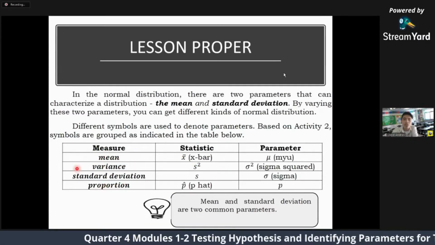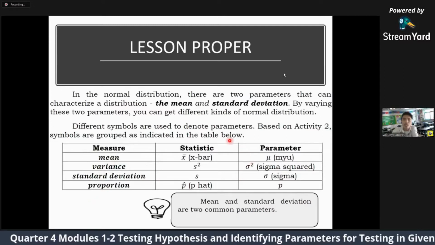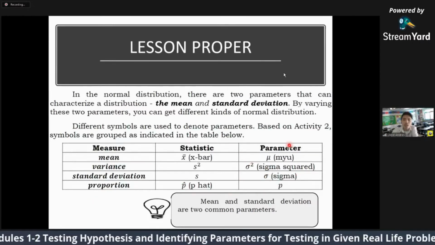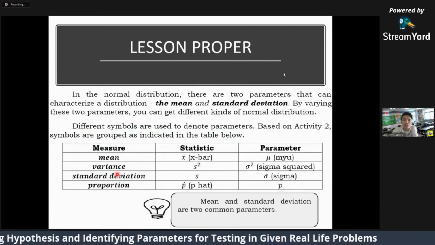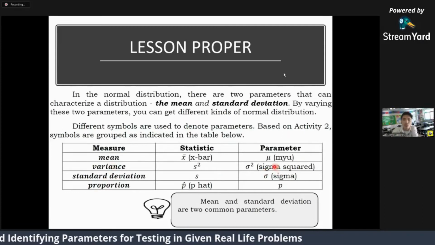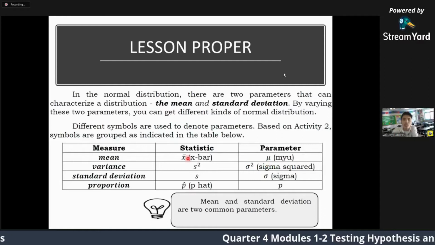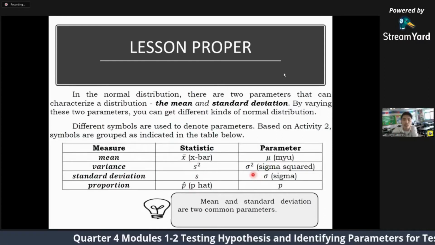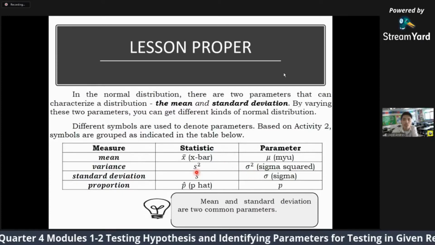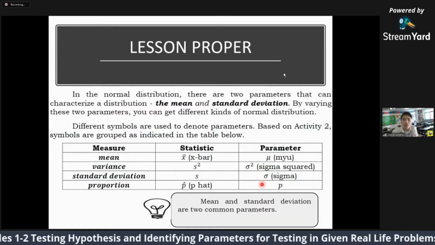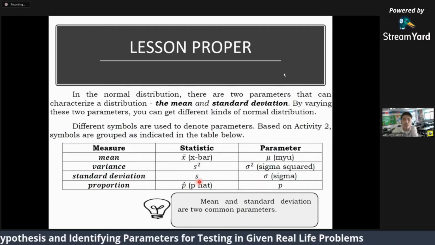These are the measures, and these are their symbols. For the mean, if it is a population parameter, it is mu. If it is just a statistic, it is x bar. Variance: sigma squared for the parameter, s squared for the statistic. Standard deviation: sigma for the parameter, s for the statistic.